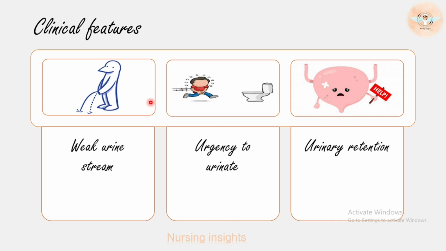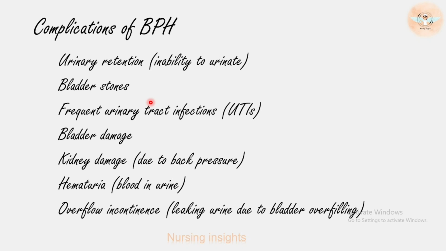And urgency to urinate, because the person's ability to hold the bladder capacity will reduce in BPH. So the urgency to urinate will increase, and further it will cause urinary retention. Urinary retention means urine is retained in the bladder, and the patient wants to urinate, but can't urinate. So let's see what are the complications. You only have to mention what the complications are, just list them out, no need to write in detail.